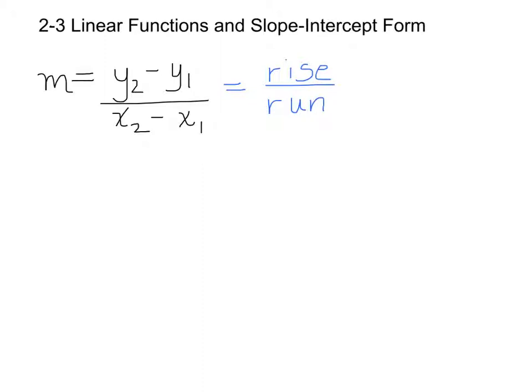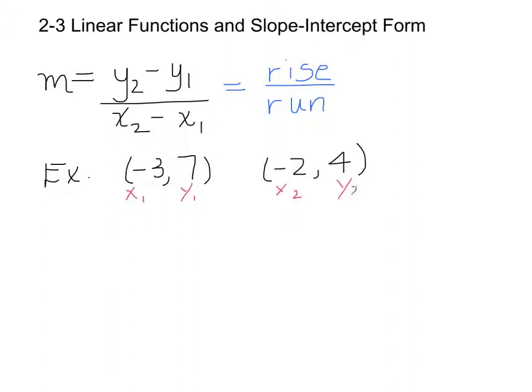So let's try the first example. If you're given (-3, 7) and (-2, 4), I usually label my points, and it doesn't matter which one is x1, y1 or x2, y2, but I usually do the first and then the second points. So applying those to the formula, I'm just going to plug it in, and labeling it helps.